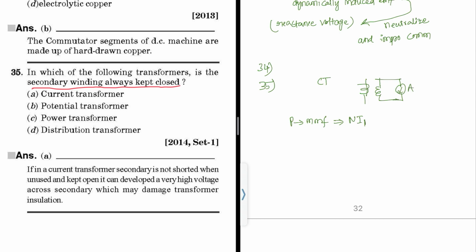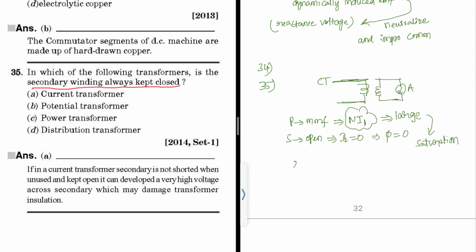In transformers, we know that the secondary flux will oppose the primary flux, right? Now suppose the secondary is kept open. The secondary current will be zero and the secondary flux will be zero, right? So the only MMF is the primary MMF, which is large, because in CTs we generally connect to the line current, which is very large. So the flux is also large, and there may be a chance that it will go to saturation.